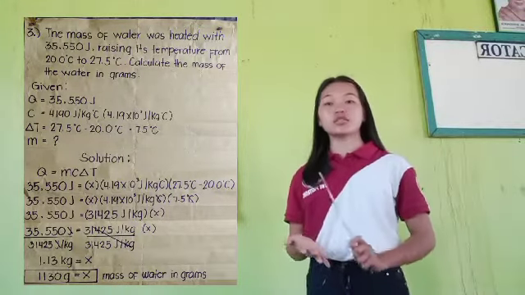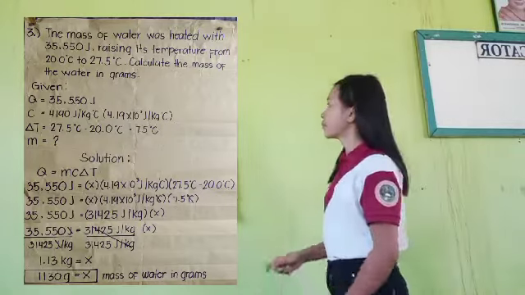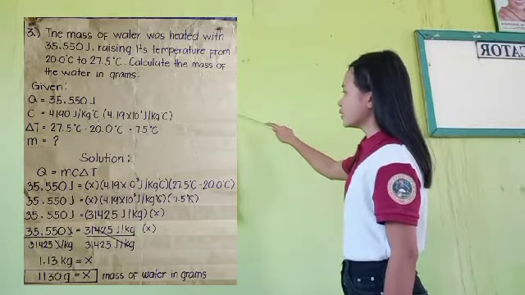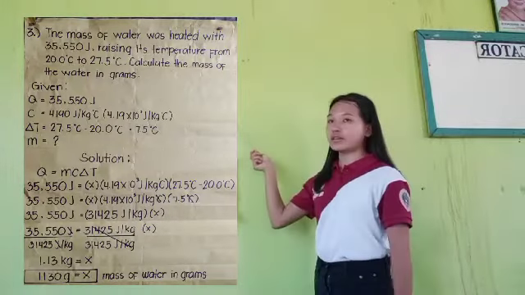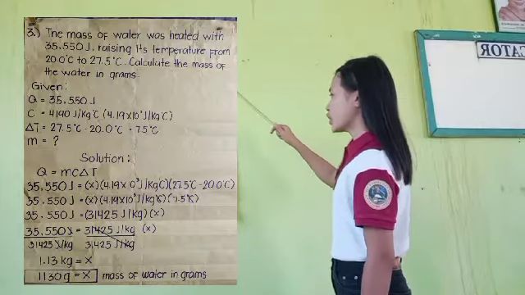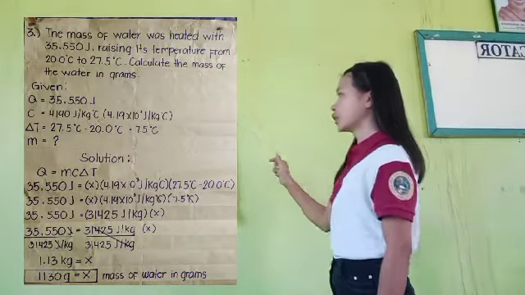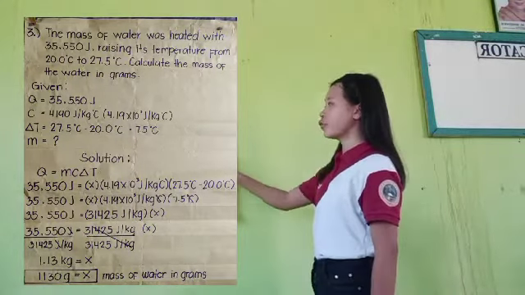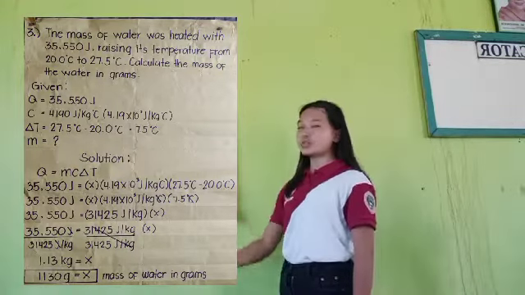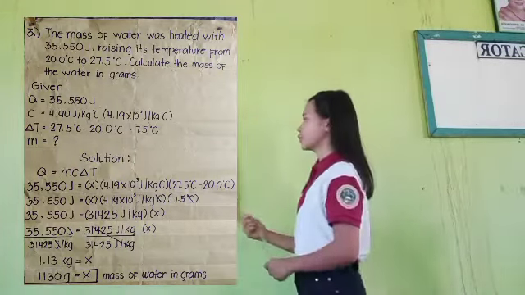So first, let us look for its givens. Given the absorbed heat, 35,550 joules. Its specific heat, 4,190 joules per kilogram degree Celsius, or 4.19 times 10 to the power of 3 joules per kilogram degree Celsius.